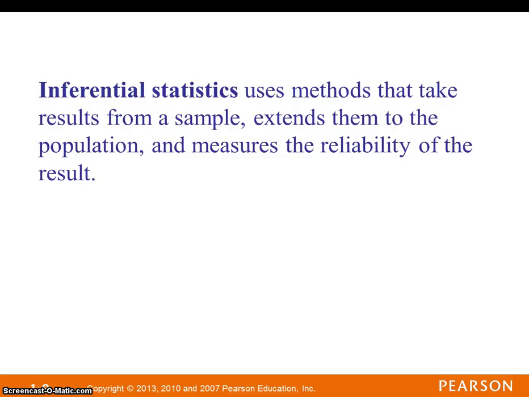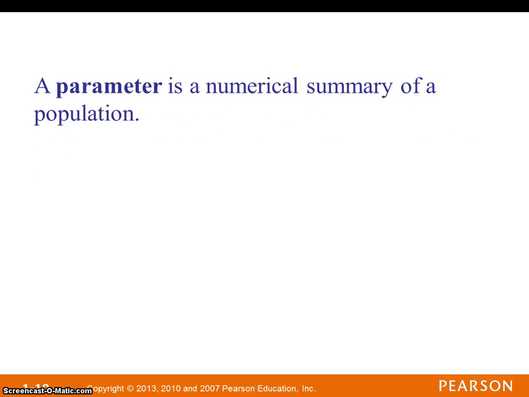Inferential statistics uses methods that take results from a sample, extend them to the population, and measure the reliability of the results. We'll start to talk about that when we get into later chapters, like chapter 9 and 10. A parameter is a numerical summary of the entire population. So whereas a statistic will refer to a sample, a parameter refers to the entire population, not just a sample or part of the population.